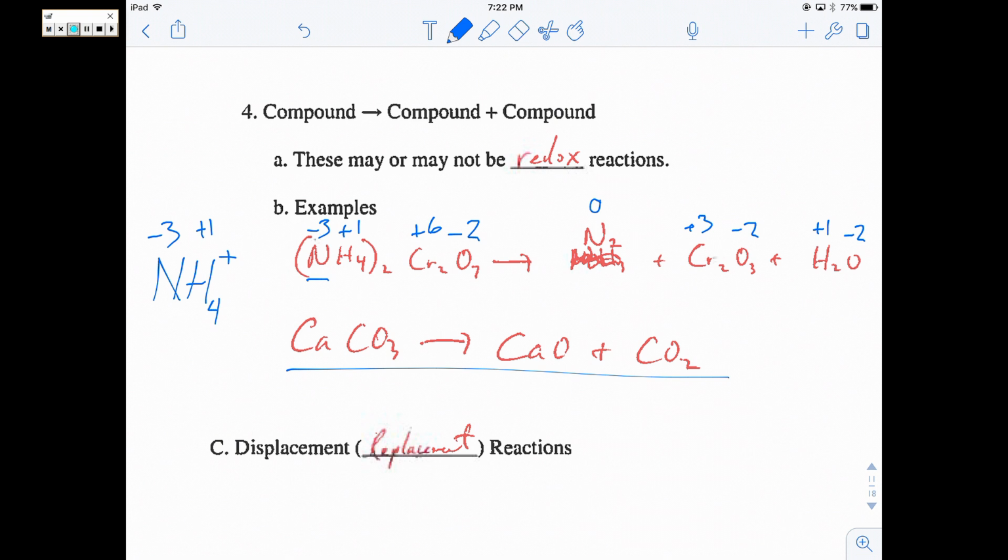So you can see that in this top example, chromium is being reduced, and then the nitrogen is being oxidized. Oh, drawing a straight line there instead. Well, oxygen and hydrogen are neither being oxidized nor reduced.